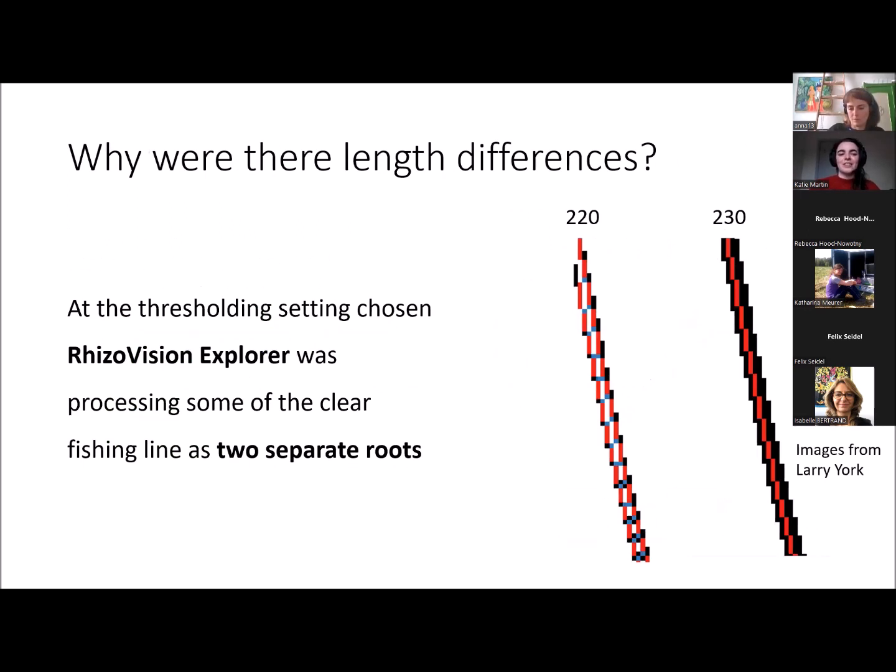So we saw that at the thresholding setting that we chose, Rhizovision Explorer was processing some of those clear fishing line as two separate roots. So we're using the 220 thresholding setting, but at 230, this was more accurate. So altering the thresholding is an option. This was pointed out by Larry York, who's one of the creators of Rhizovision Explorer.